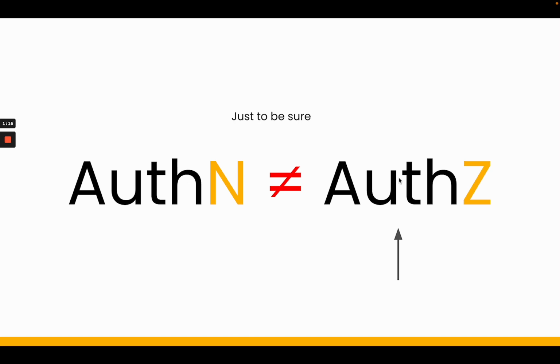So first off, just to make sure we're on the same page, today we're going to talk about authorization with a Z, and not authentication with an N. Authentication is about making sure the user is who they say they are. Authorization is then making sure that the user or service is doing the things that they're allowed to do, or authorized to do. That's authorization.